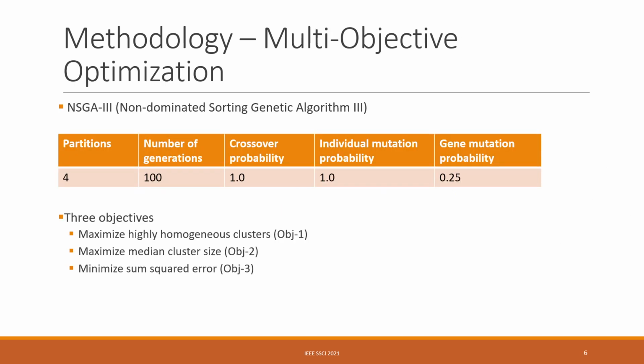So our clustering is employed using a genetic algorithm. We selected NSGA3, which is the 3rd edition of the non-dominated sorting genetic algorithm. The parameter selection for that algorithm can be seen in the table here. We chose 4 partitions, 100 generations, crossover and individual mutation probabilities of 1, and a gene mutation probability of 0.25. And we gave it 3 clustering objectives. So we first said it should maximize the amount of highly homogeneous clusters. It should maximize the median cluster size, and it should minimize the sum squared error. So more on these metrics can be seen in the written paper.